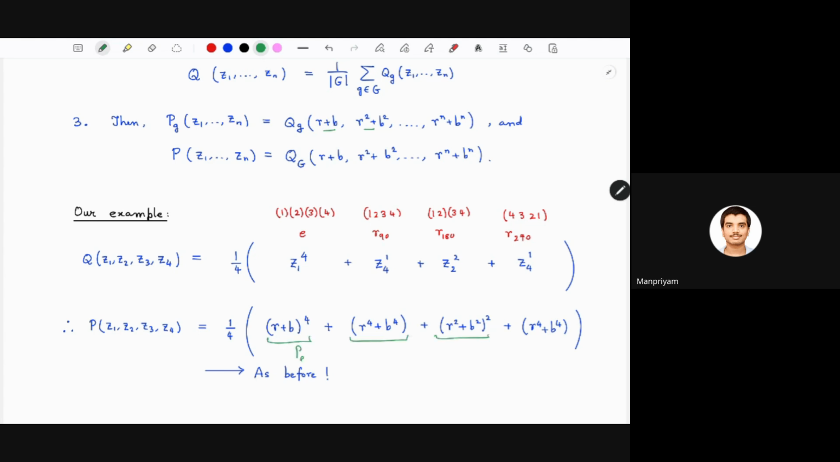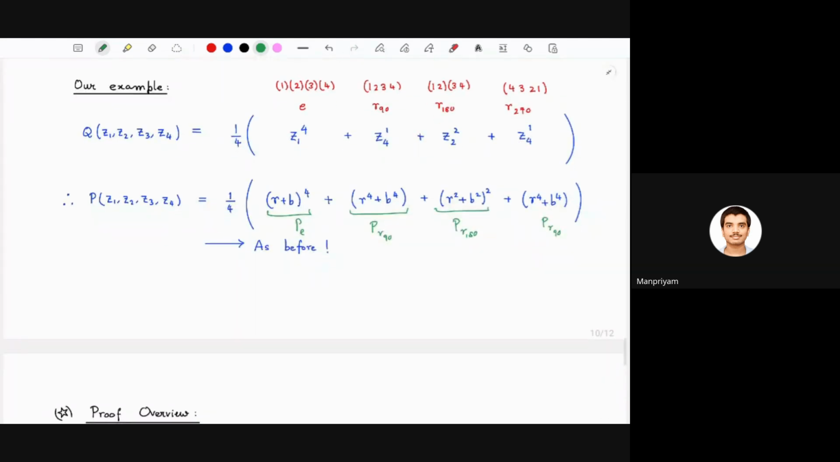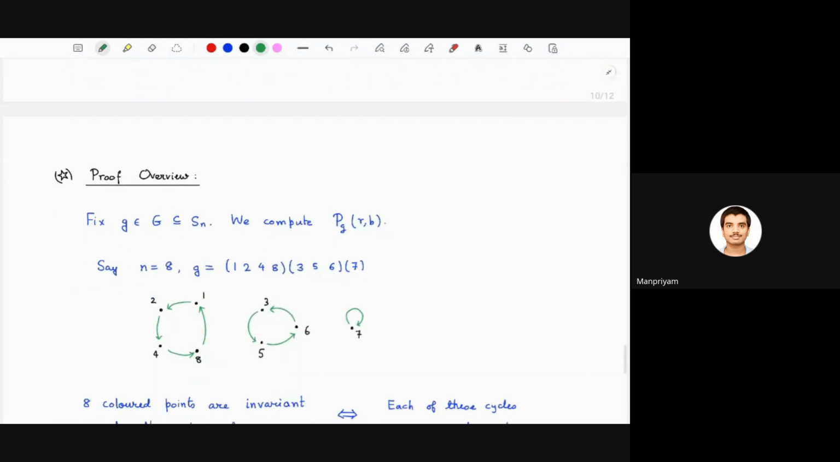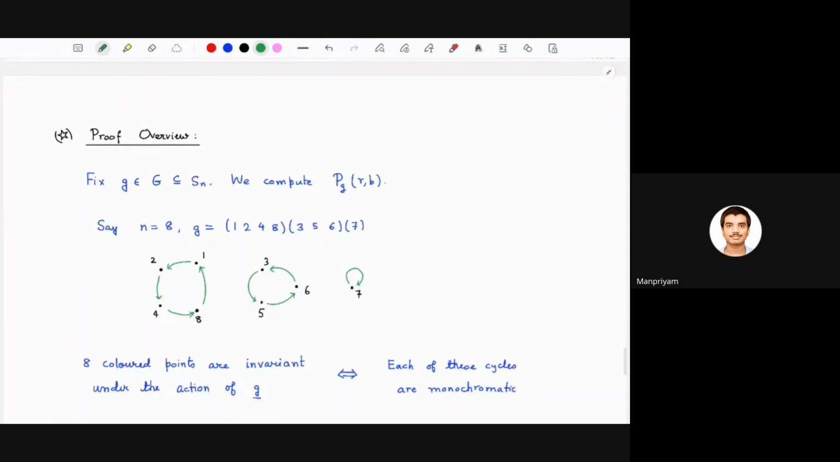This is P_E that we had before. This is P_R90, P_R180, and P_R270. So this gives a way of finding these polynomials. Okay. Now, since I don't have much time, let me hint at a proof. I won't go into much detail.